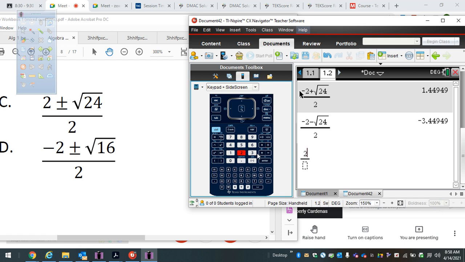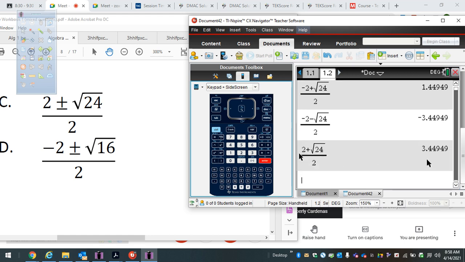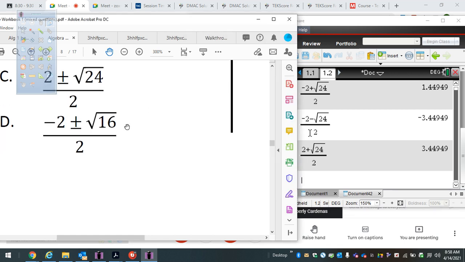I'm going to type in 2 plus. Okay, let me show you that trick, I guess. If I highlight the one above it here and just delete that negative, that's exactly what I want, right? Enter. 3.44. So that one's already at 3.44. We want a negative 3.44, so that one's out. This one over here.